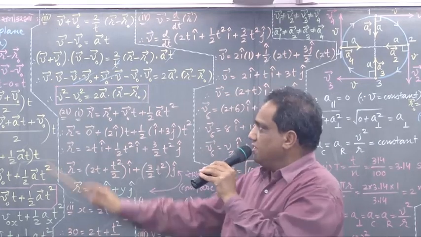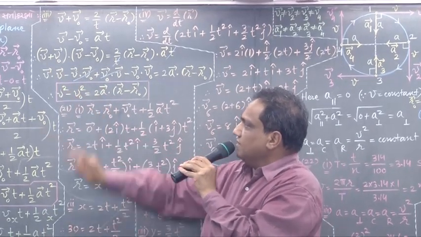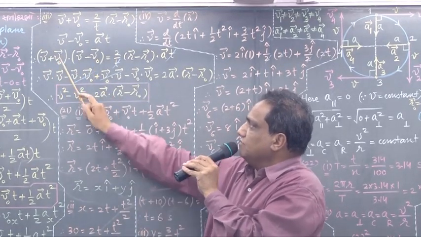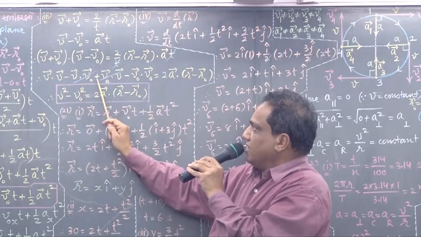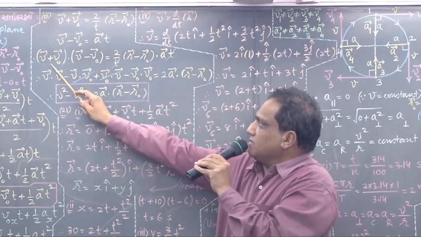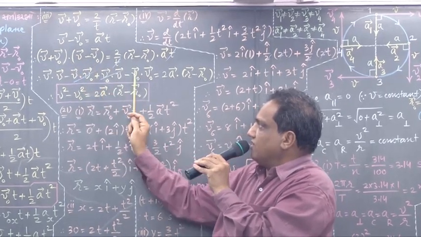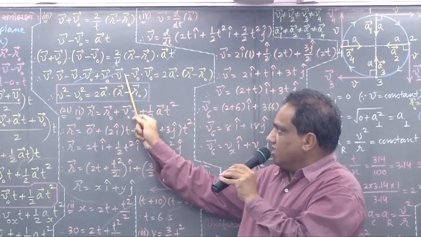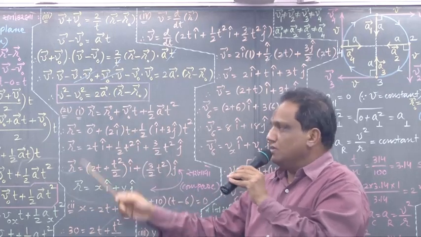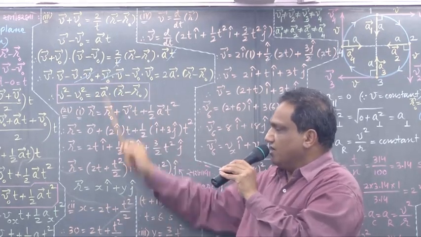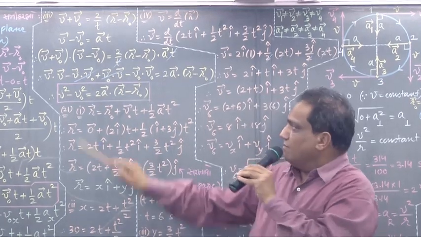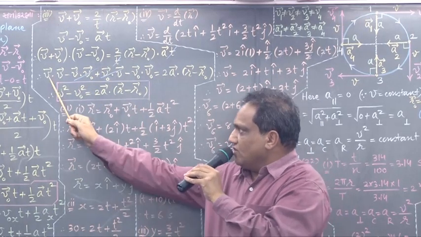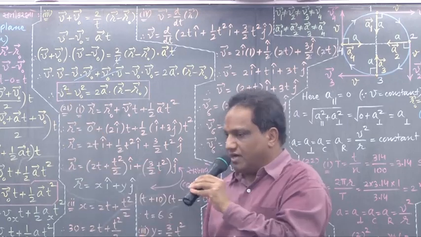Now open the bracket here, everybody. Vector v dot vector v, minus vector v dot vector v0, plus vector v0 dot vector v, plus vector v0 dot vector v, minus vector v0 dot vector v0. Can I change the order here? Yes. So vector v dot vector v0. But here it is plus and here it is minus, so they get cancelled. Instead of vector v dot vector v, you can write v square.